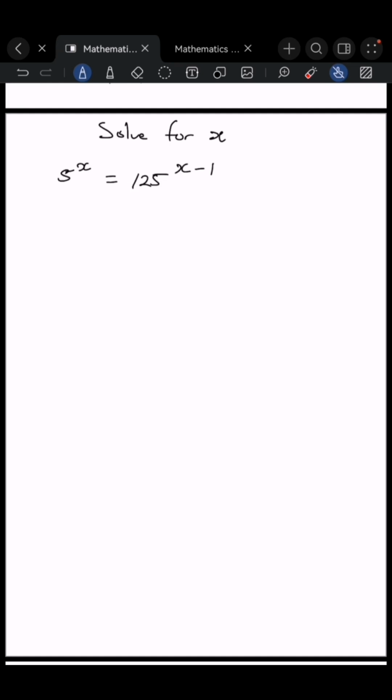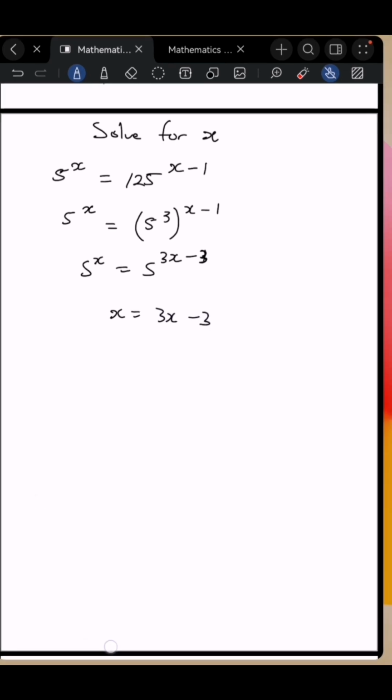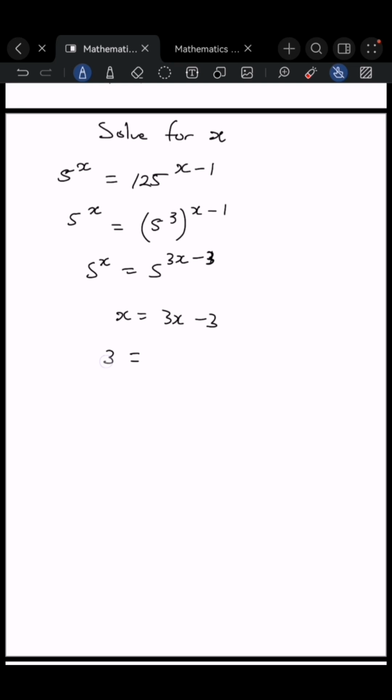Finish. 5 raised to the power of x is equal to 125 raised to the power of x minus 1. So 5 raised to the power of x is equal to 5 raised to the power of 3 times x minus 1. Therefore 5 raised to the power of x is equal to 5 to the 3x minus 3. Therefore x is equal to 3x minus 3. Therefore 3 comes this side, becomes a positive. 3x, 3 comes this side, makes x minus this side. Therefore 3 is equal to 2x. Therefore x is equal to 3 over 2.